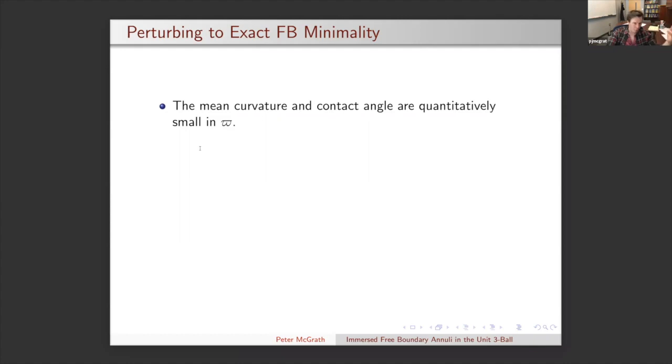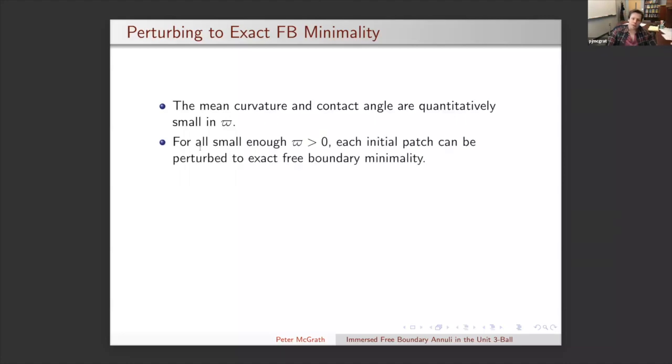In essence, they should be basically in the appropriate norm, like var pi to 1 plus some power. So it's better than linear in var pi. And then the expectation, what we show is that for all sufficiently small var pi, independent of whether var pi is a rational multiple of 2 pi, each initial patch can then be perturbed to exact free boundary minimality by a perturbation fixed point argument. So this is what we prove.